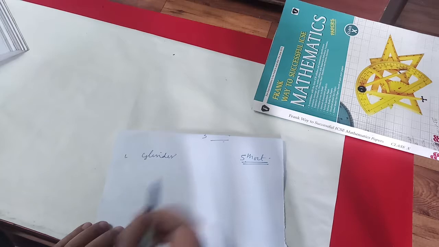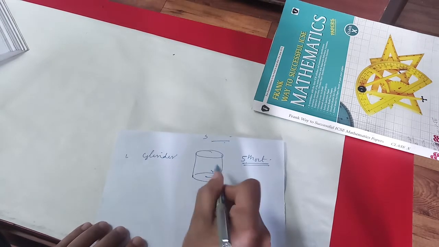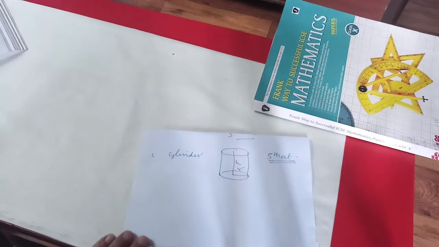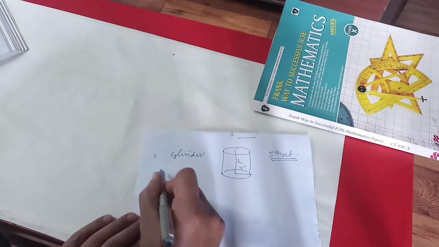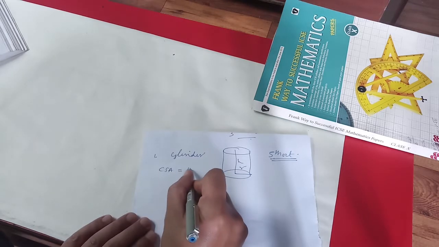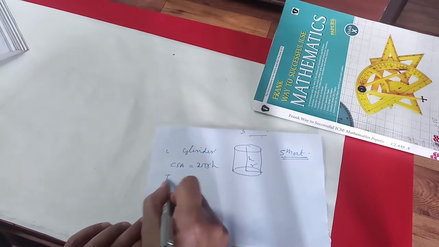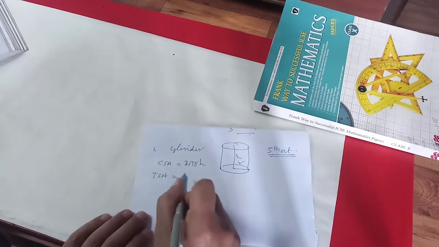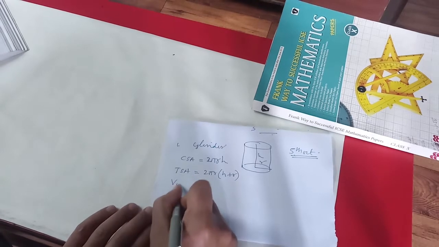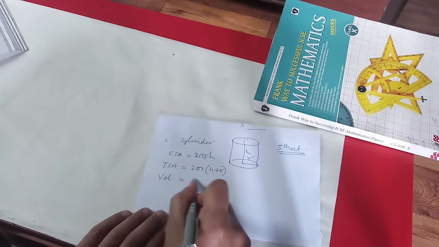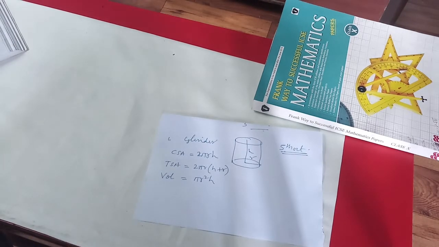The first is the cylinder. In the cylinder, we have got two circular bases, and then we have the nomenclature radius and height. From here we have found the three formulas. The curved surface area, which was 2 pi rh. Then the total surface area of a cylinder, which was 2 pi r (h plus r). Then the volume, that was pi r square h. This was your cylinder, the first solid.